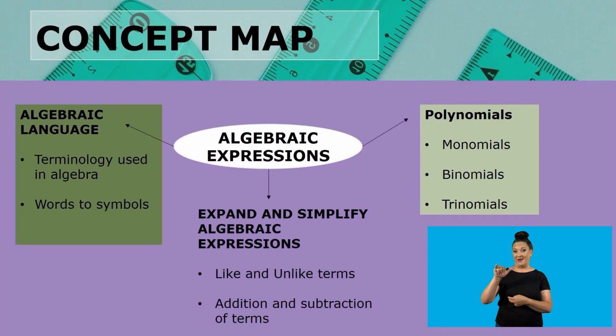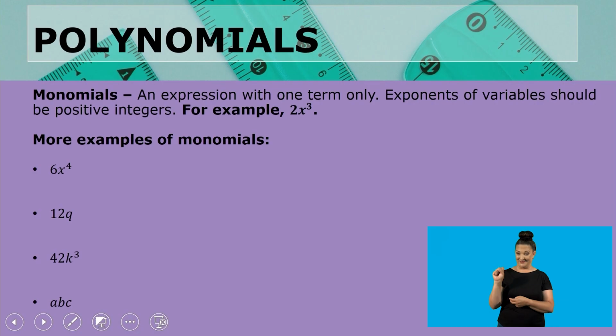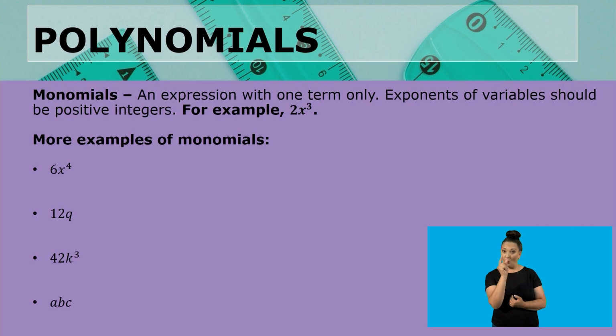So now we are going to look at the second concept of this lesson, and those are polynomials, where we are going to look at monomials, binomials, and trinomials. Let's start with the first one, monomials. Remember what a monomial is. It is an expression with one term only. Exponents of variables should be positive integers. So for example, 2x cubed.